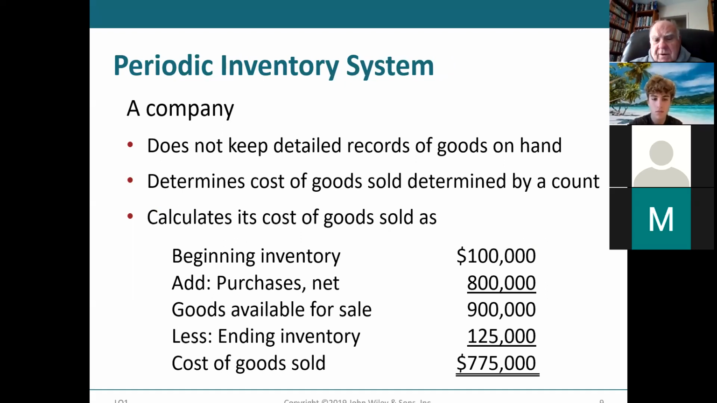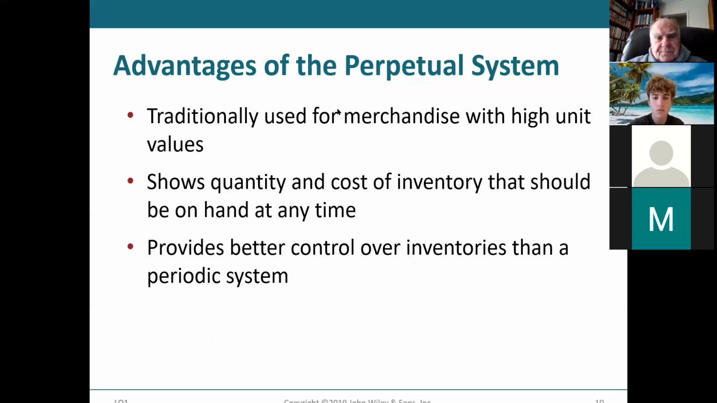Look at this formula here now. Here's an important template, okay? Beginning inventory plus net purchases equals goods available for sale. We physically count what's there at the end of the month. We actually count, and we had 125,000 left, meaning our cost of goods sold was 775,000. This type of thinking must be done under what's called a periodic system, where you don't have perpetual records.